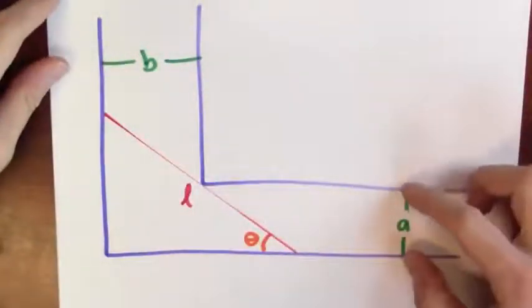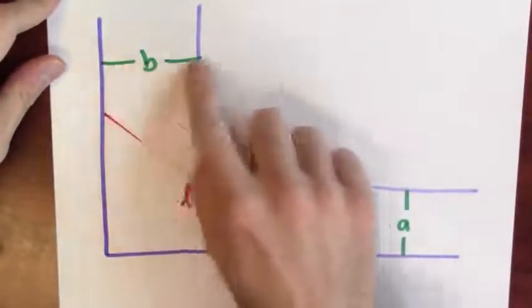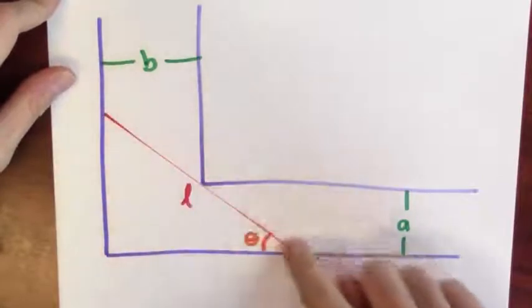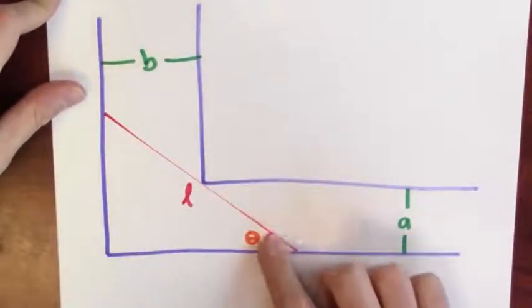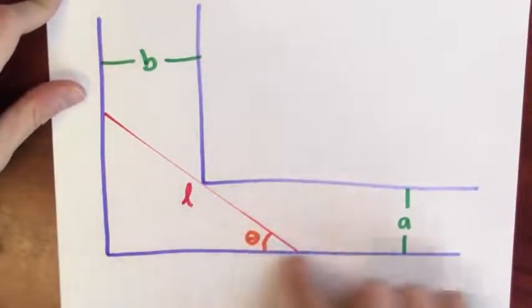I'm going to draw a picture and label everything. So here I've drawn this picture and I've labeled everything, right? The width of this hallway is A, the width of this hallway is B, the length of this stick is L, and it makes this angle theta with this bottom wall.